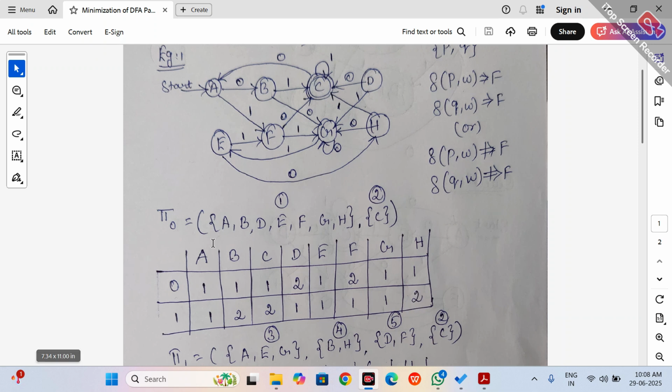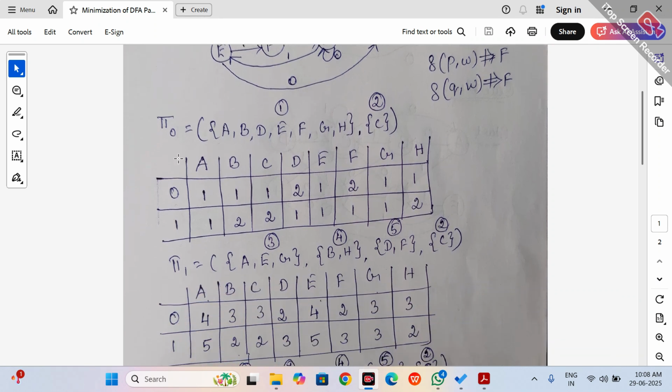So in this way, we can draw this table. From this table, we can write the equivalent states. How we can write the equivalent state means, for the state A, 0 and 1 both go to state 1, that is, to group 1 itself. Similarly, we can consider the remaining states. So here for state A, it is 1 1. Similarly, we can check for the other states.